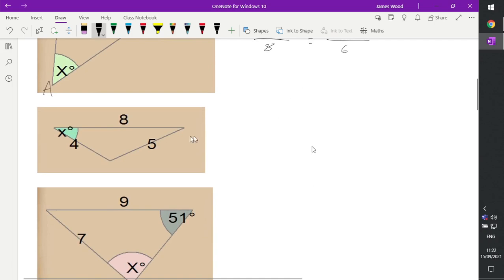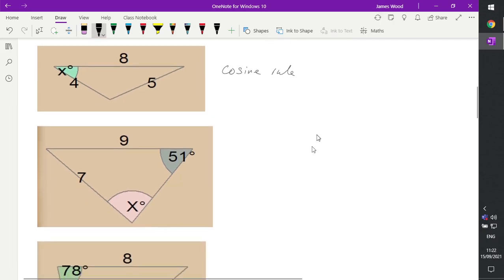Okay, this one I've got one angle, but then three sides. So this is going to be the cosine rule, because I've only got one angle, but I've got three sides. This next one, I've got two sides and two angles. So this is going to be the sine rule.